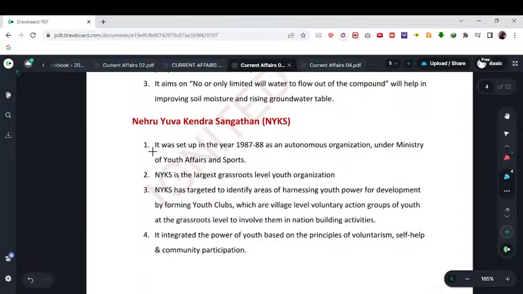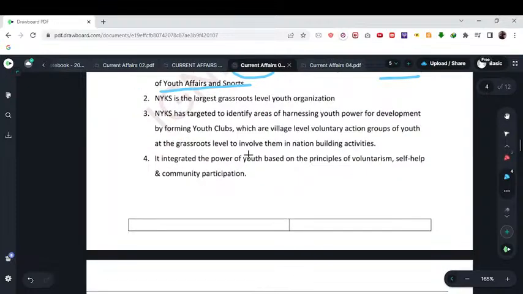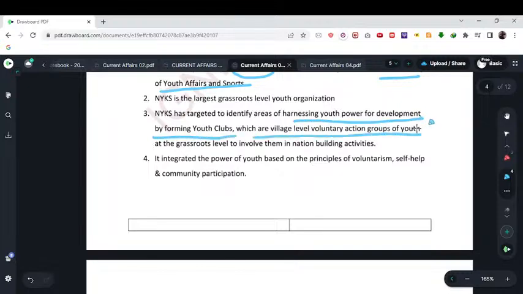Next we see Nehru Yuva Kendra Sangathan, NYKS. It was established in the year 1987-88, and it is not under Ministry of Jal Shakti, it is under Ministry of Youth Affairs and Sports. It is basically functioning for harnessing the youth power for development by forming youth clubs, which are village level voluntary action groups.